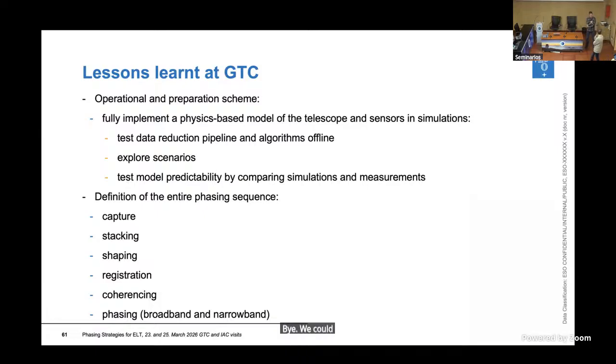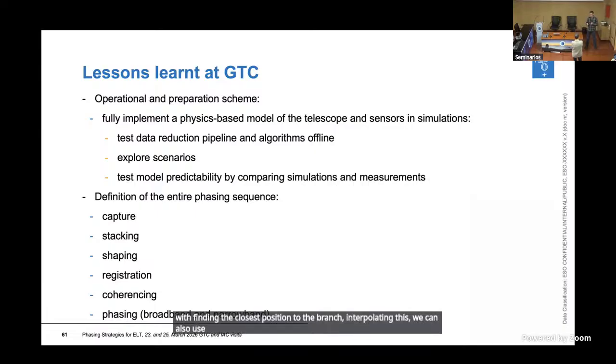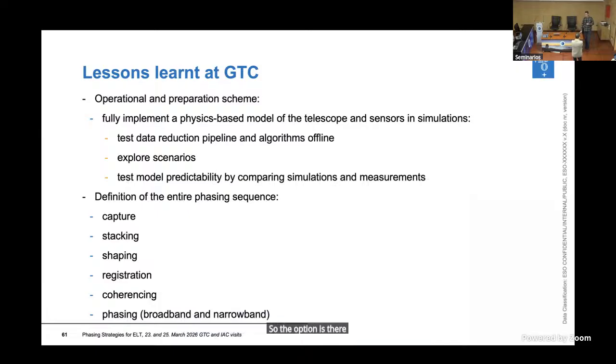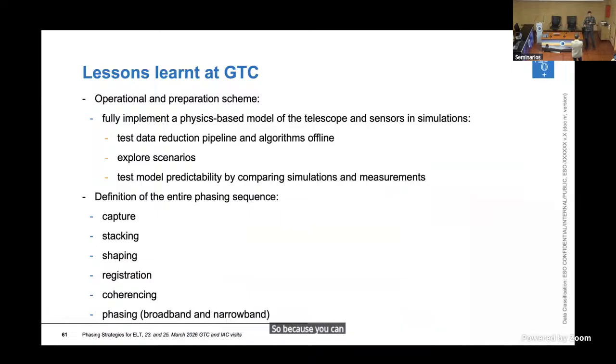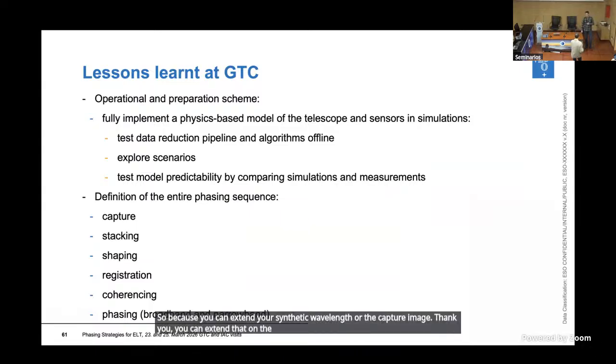We could use more. We could also use not this geometric retrieval that I showed, with interpolation, finding the closest position to the branch and interpolating this. We can also use a chi-square approach where we identify the best solution with 2 or 3 filters. Indeed, this is an option, but we haven't actually explored it further. So the option is there. Whether or not it makes it more robust is really a detailed discussion. Because you can extend your synthetic wavelength or the capture range, but at the cost of robustness. This is something there, but of course the option is there.